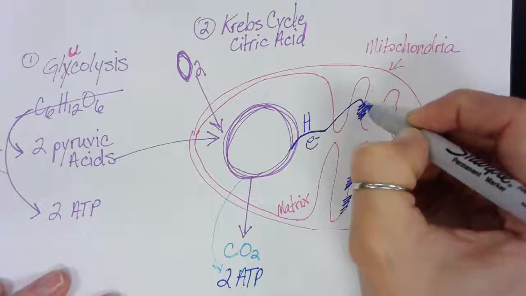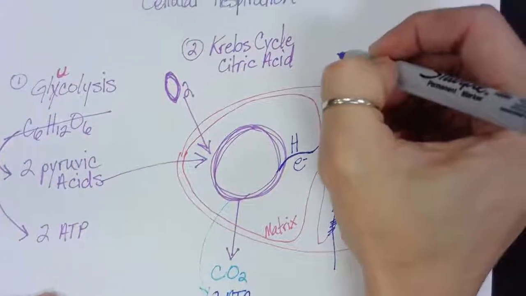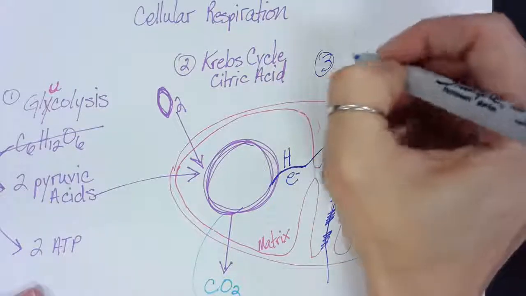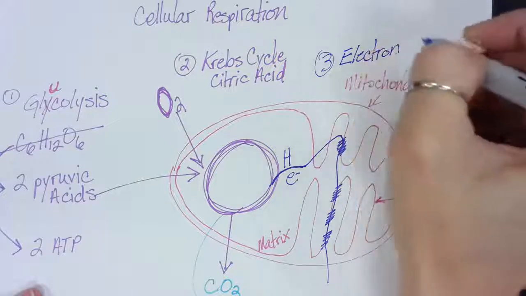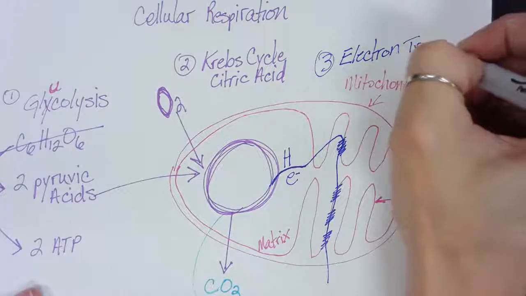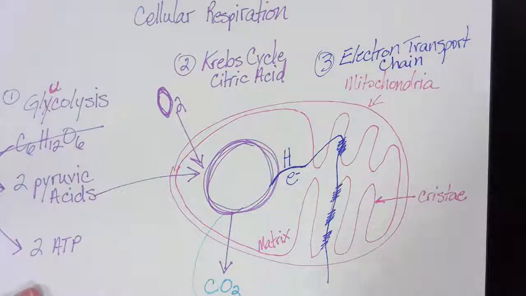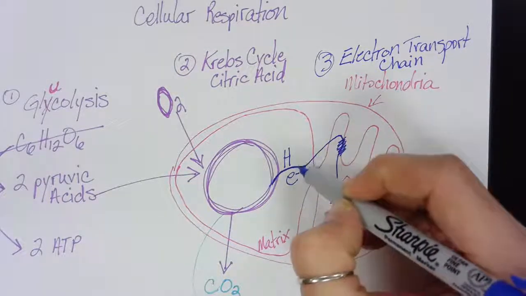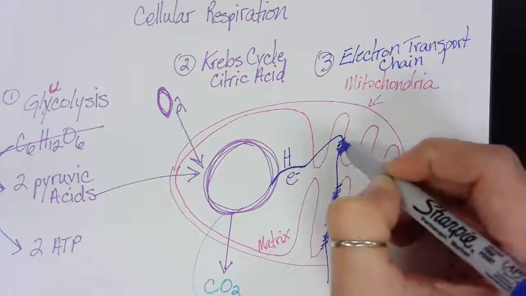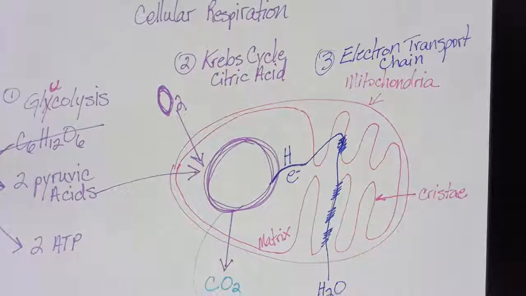Now that's entering our third stage, which is called the electron transport chain, otherwise known as the ETC. So these electrons right here are going to be coming in with our H's, our hydrogen ions, and they're going to go through the ATP synthase, working to give us water.